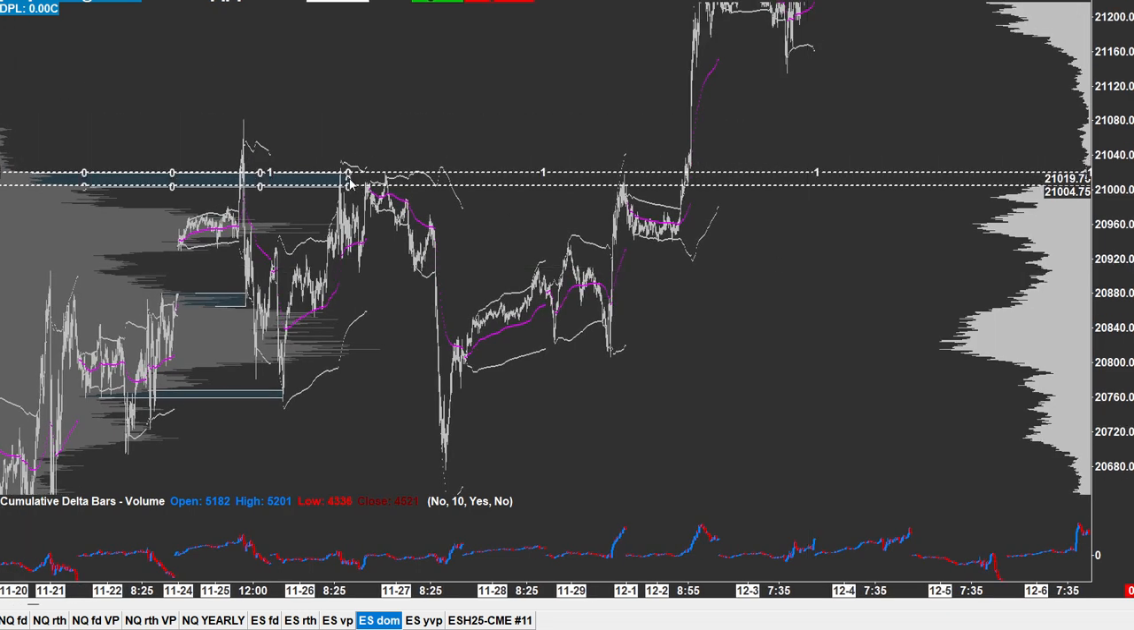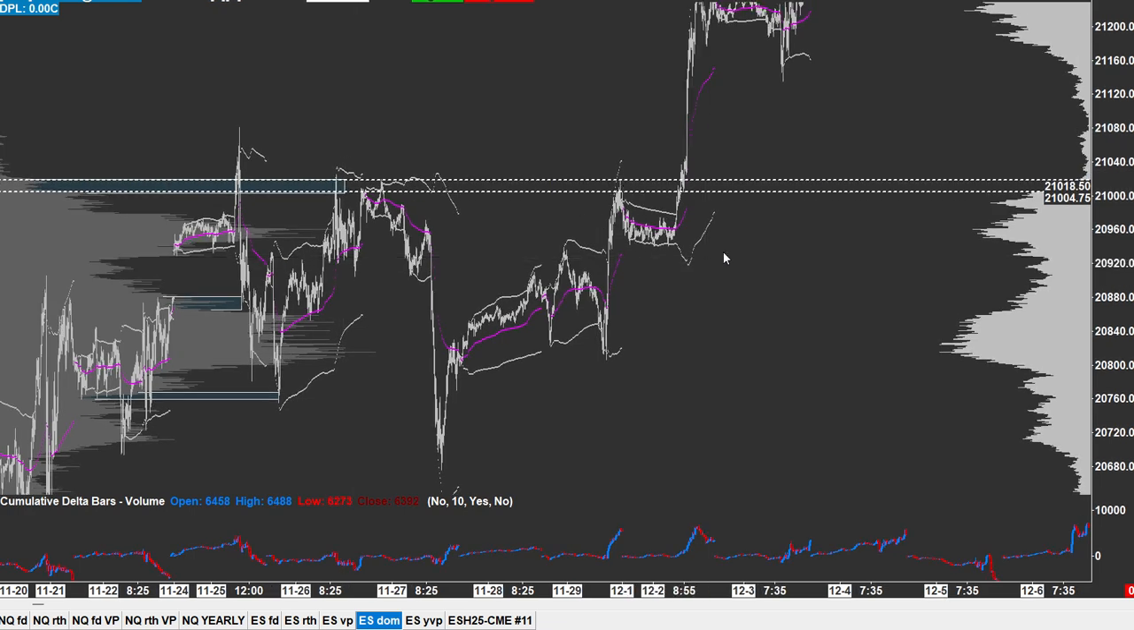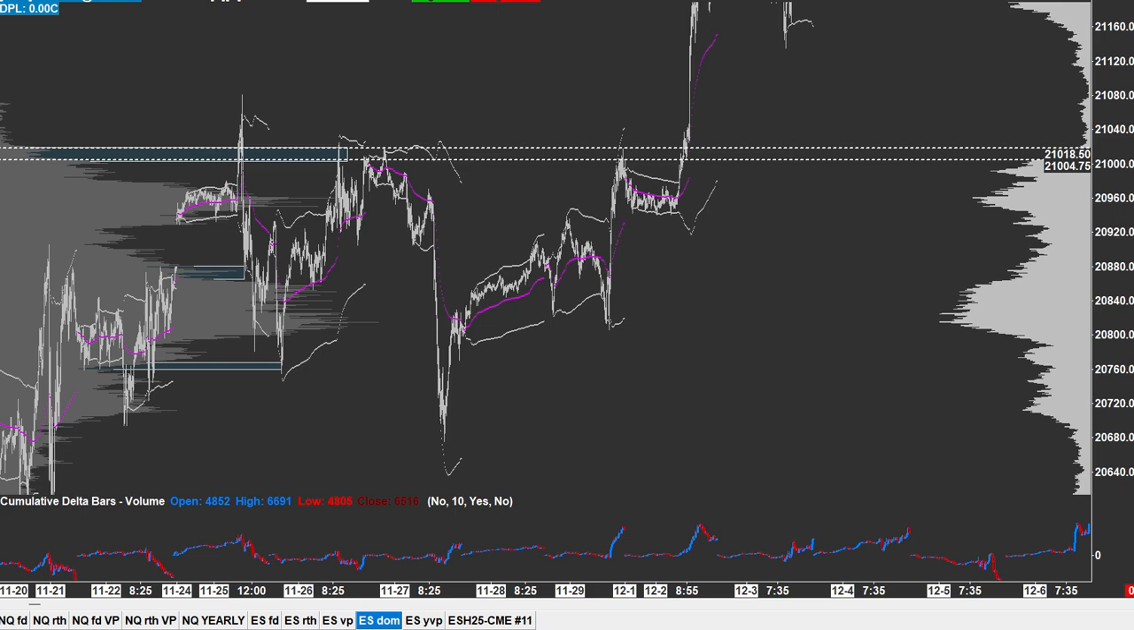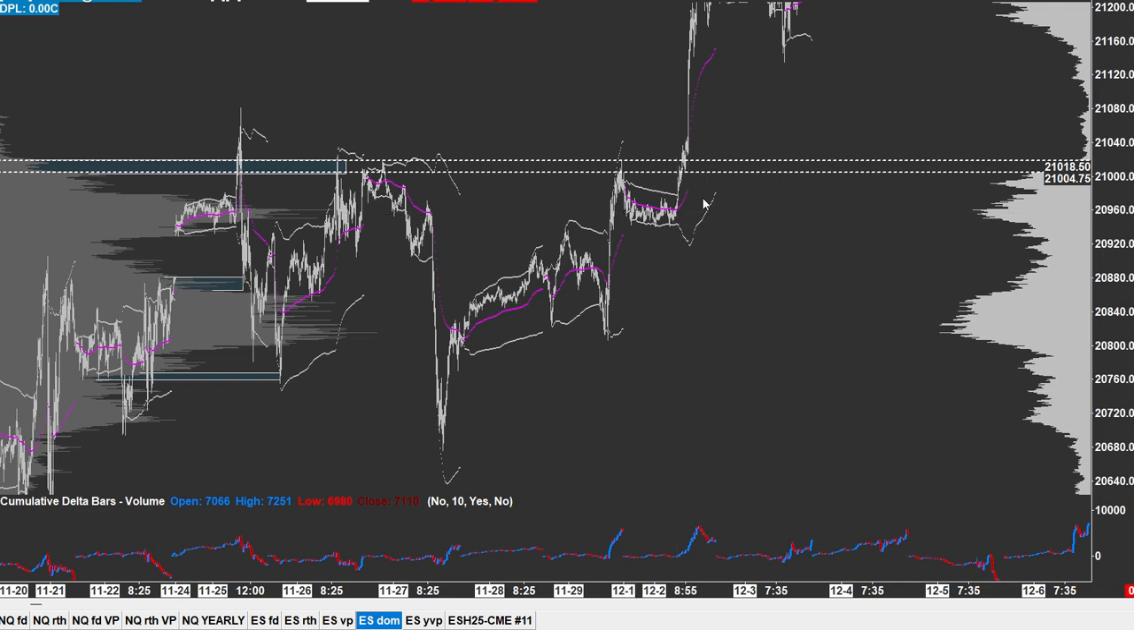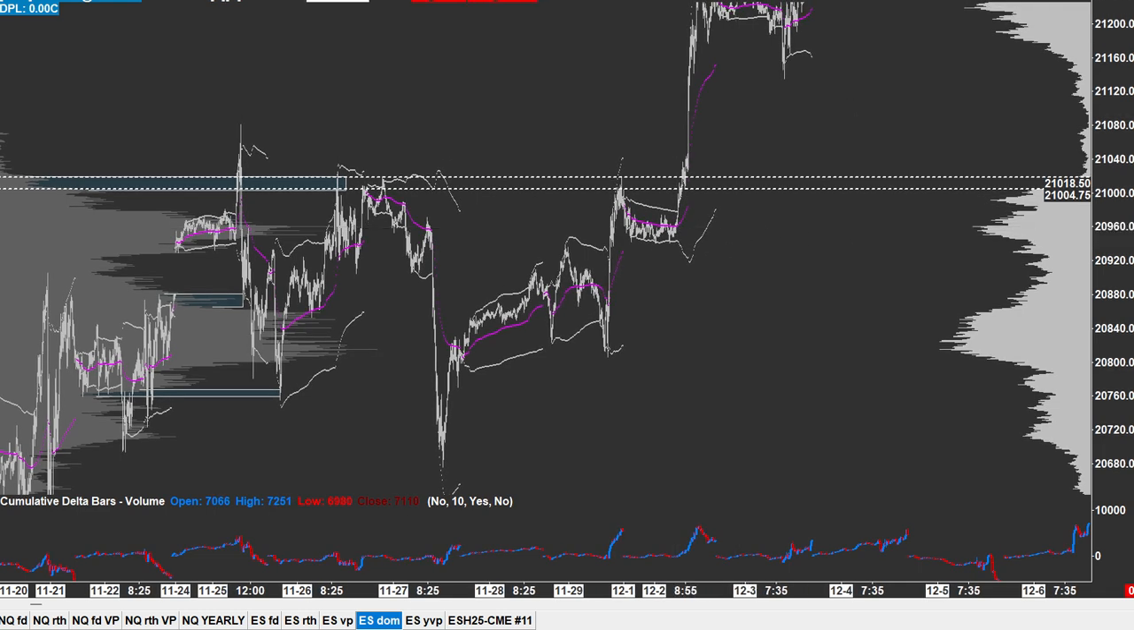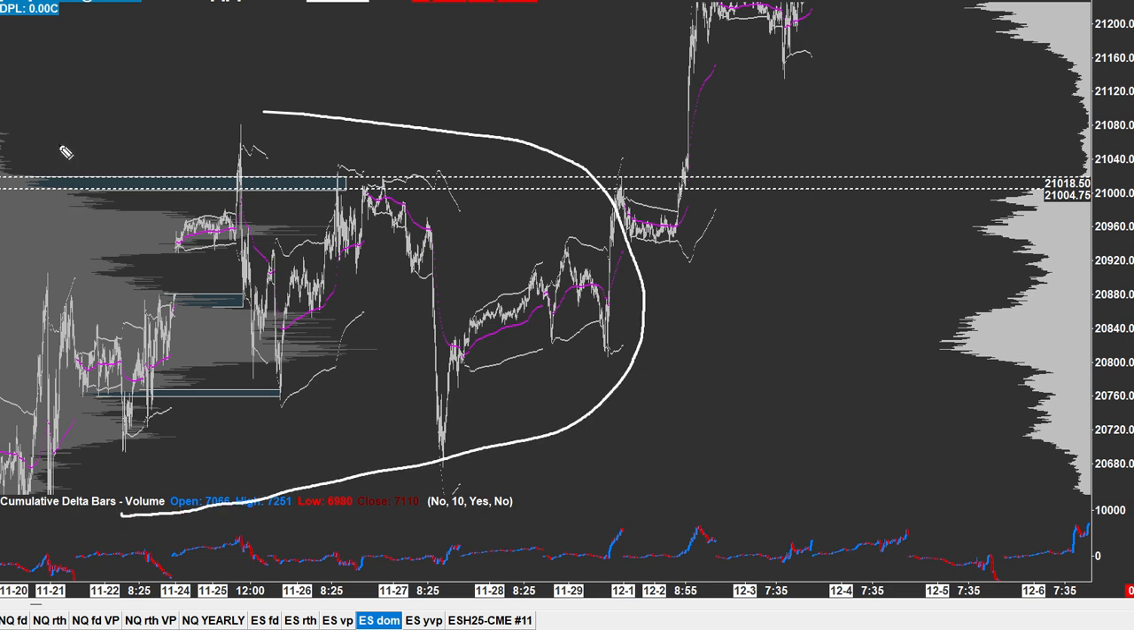And just look what we did to that. We responded to it, all right? Sellers came back in, and they wanted to defend it, and then CPI, buyers wanted higher prices. They broke out of this whole area of value, or this whole balance.